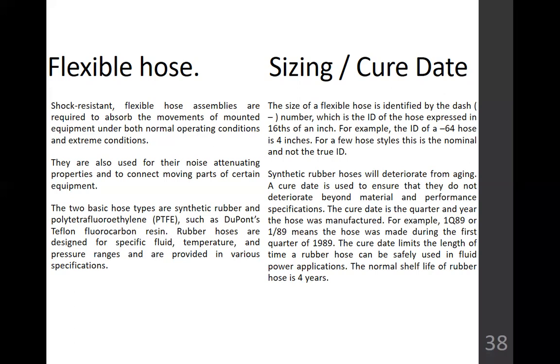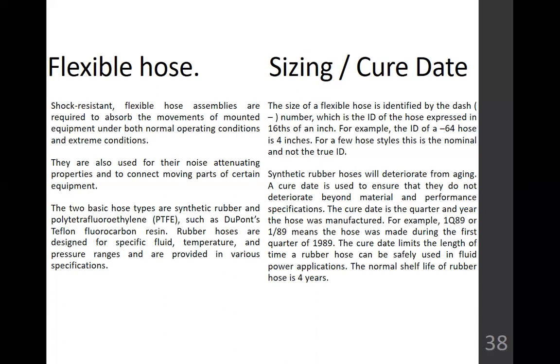The size of flexible hose is identified by the dash number, which is the ID of the hose expressed in 16ths of an inch. For example, the ID of a dash 64 hose is 4 inches. For a hose style, this is the nominal and not the true ID.